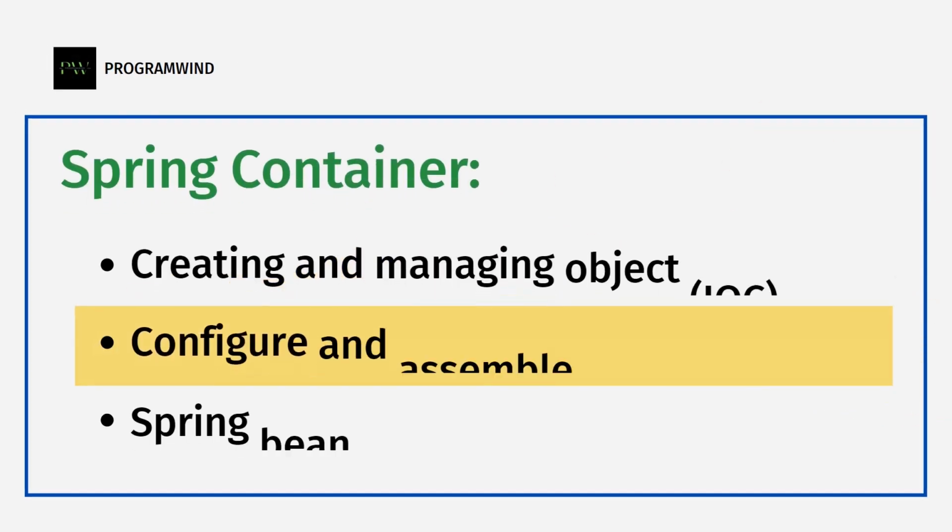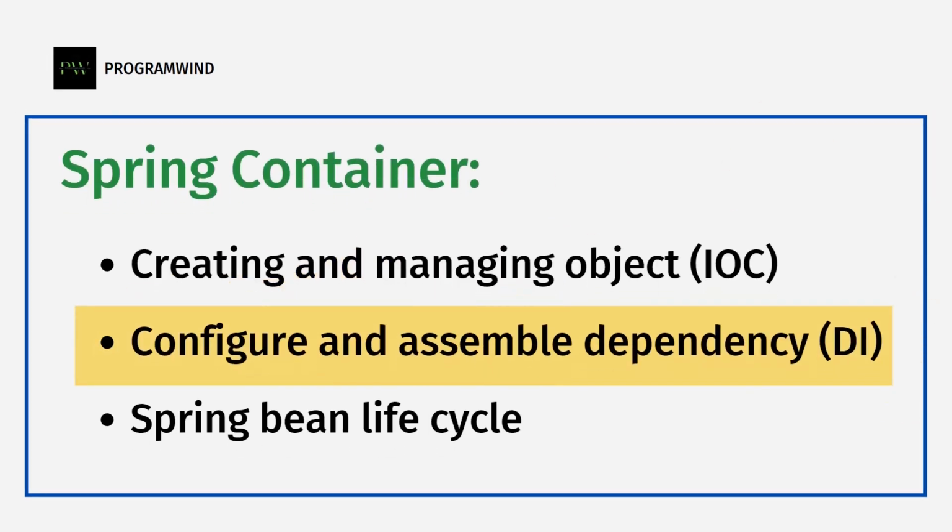So first, as we have already learned about the Spring container, it's kind of the core of your Spring. The first functionality which we have already learned is Spring IOC, which actually creates and manages your objects. And the second very important functionality is dependency injection, which is highlighted in yellow here. It is actually used to configure and assemble dependencies.